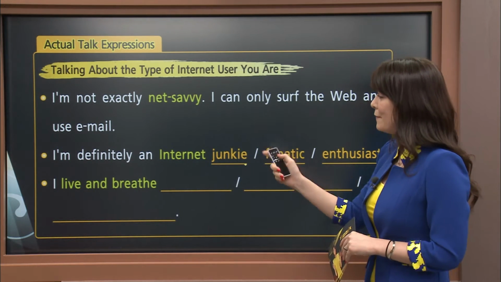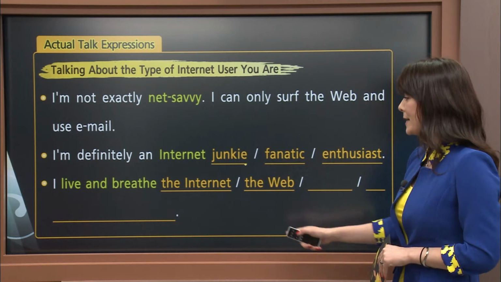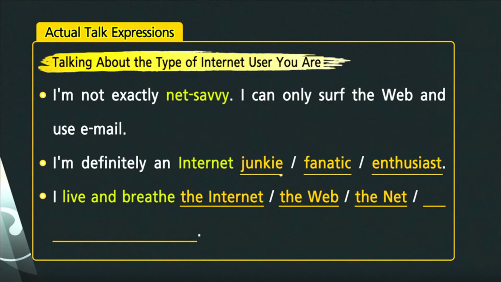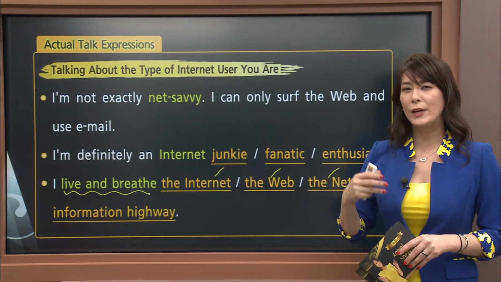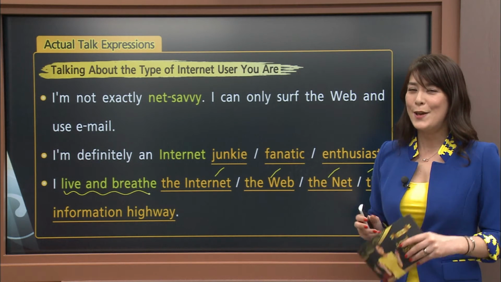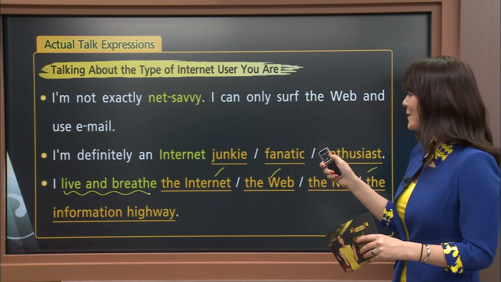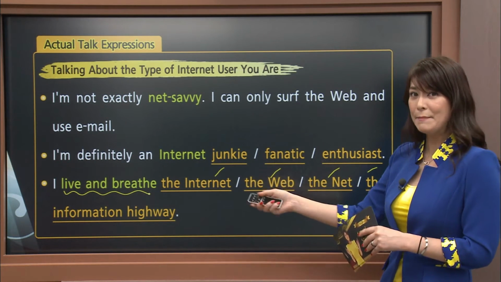All right. I live and breathe the internet. I live and breathe the web. I live and breathe the net, or the information highway. Now, these are all different ways of talking about the internet, okay? So try using different words and different phrases and expressions when you are talking about the internet. So here we have, I live and breathe something. If you say you live and breathe something, it means that you spend a lot of time doing something. So if you say, I live and breathe the internet, it means you really, really like spending time on the internet. You find time to do something on the net, okay? So you are an enthusiast. You spend lots of time on the net.